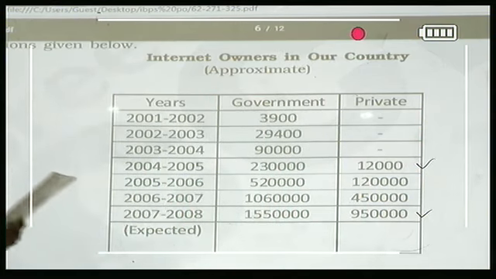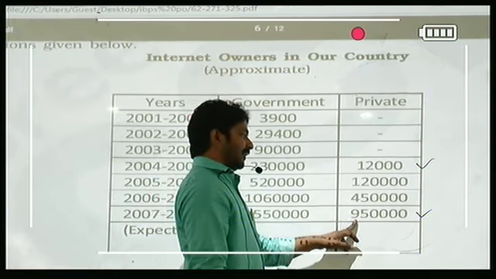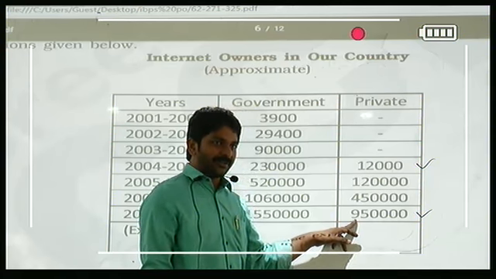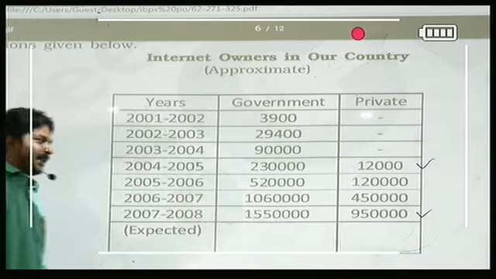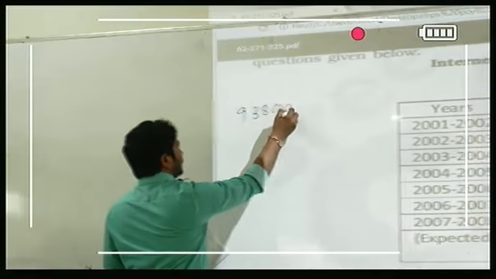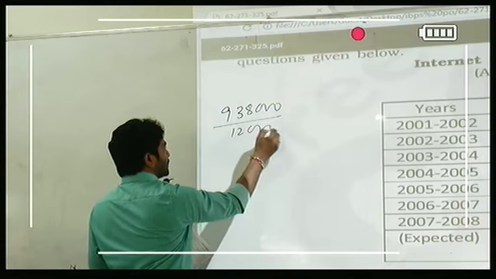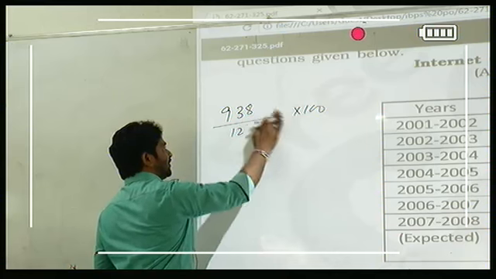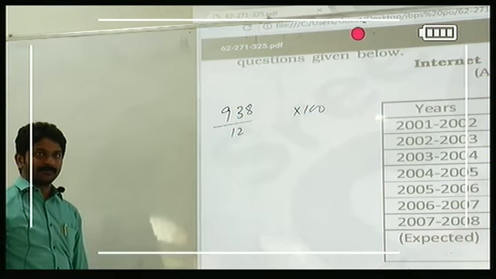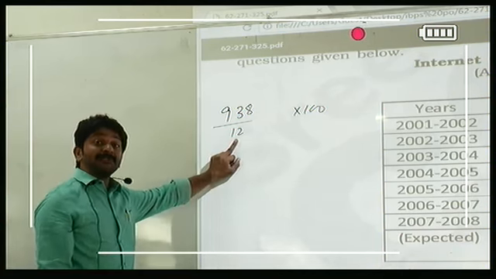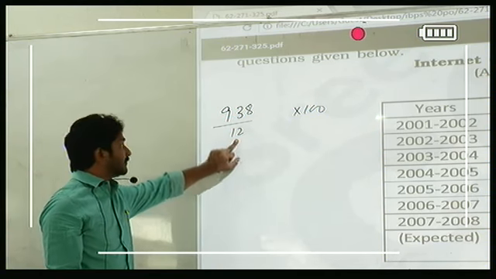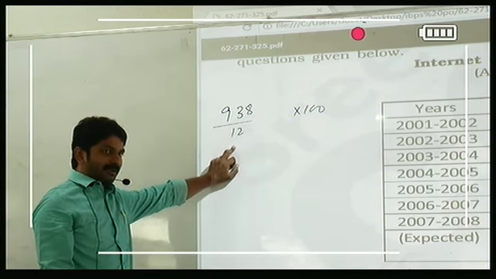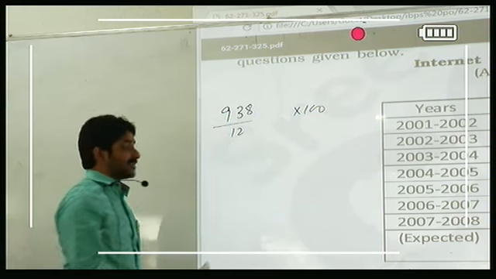Percentage increase, right? So that is 12,000, and here we have 9,50,000. So 12,000 increases to 9,50,000. So that is increased by 9,38,000 from 12,000. Percentage, right? So into 100. 3 zeros cancel. 12 8 times 96. No, wait. 12 8 times 96.